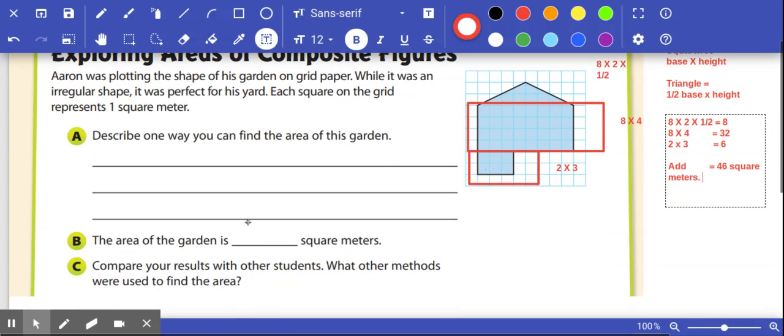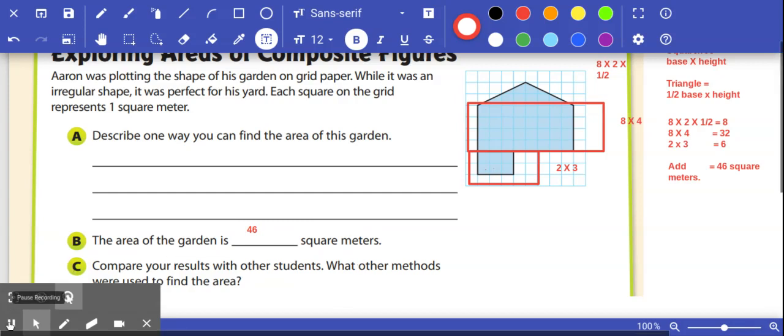So there are 46 square meters. Oh, square meters is on there. So we can't compare because we don't have a class right now. We can't compare. But the question is, are there other methods you could use? I'm going to pause for a second, and I want you to think about it.